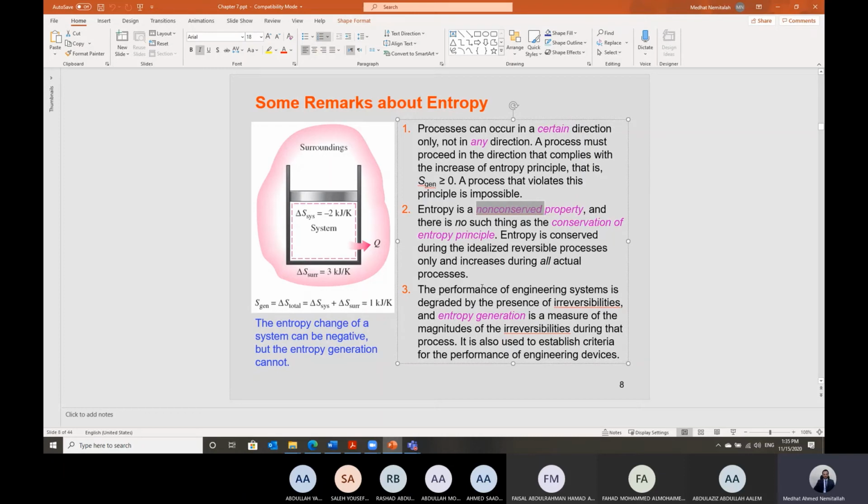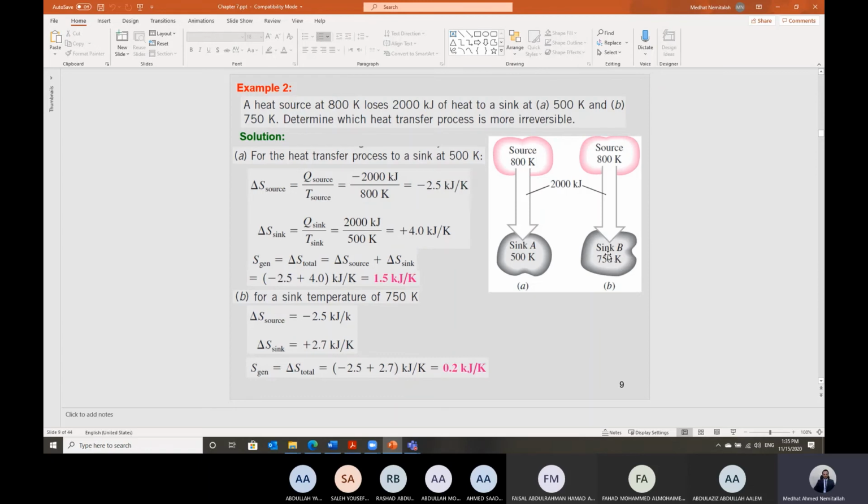And this entropy generation, as we said, any losses within the system will be converted into entropy generation. So that means entropy generation is a measure of irreversibilities or losses within the system. If I want to calculate the irreversibilities or losses within the system, then I can calculate just the entropy generated within the system. Okay.